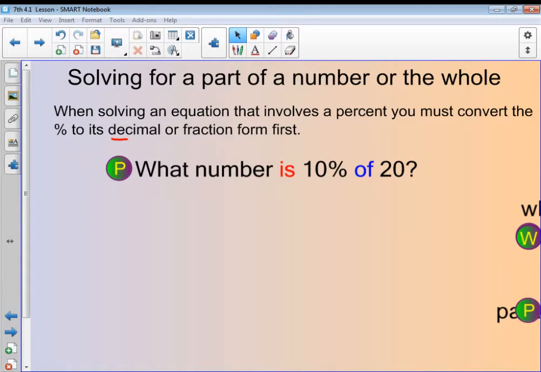Okay, so here's our next one. What number is 10% of 20? I want you to go through, write out your equation, and solve for your letter. Okay, so go ahead and pause your video and work your way through this equation.